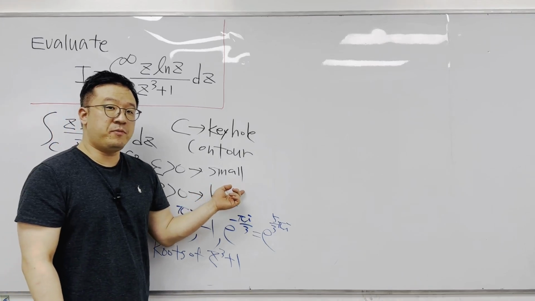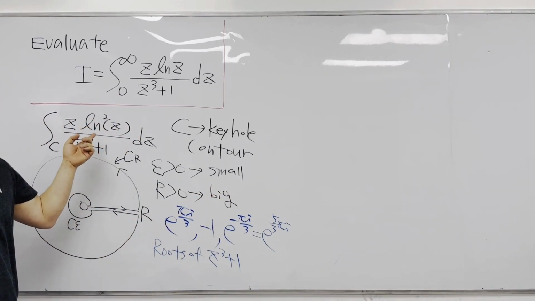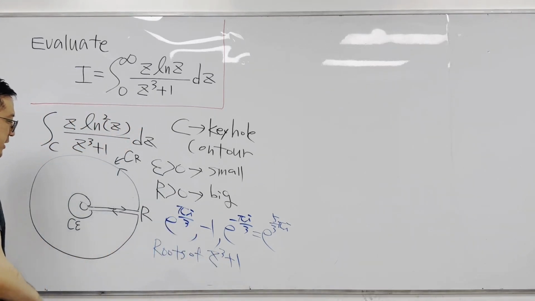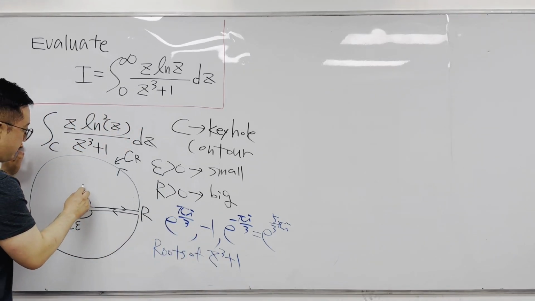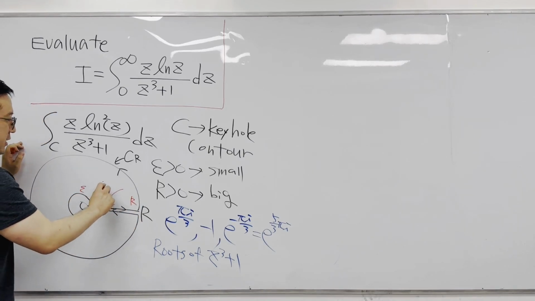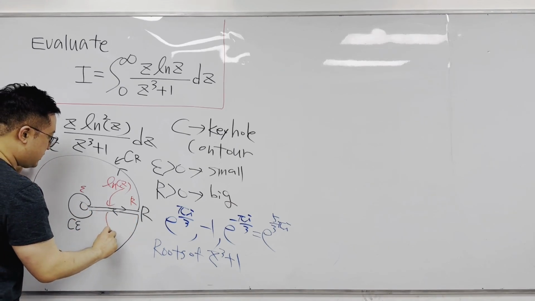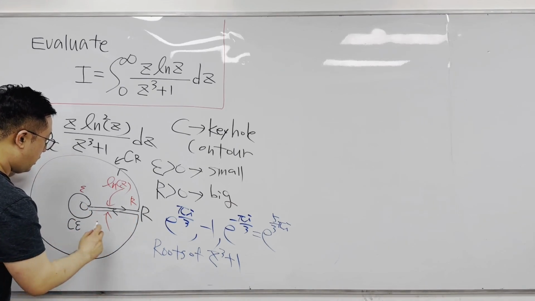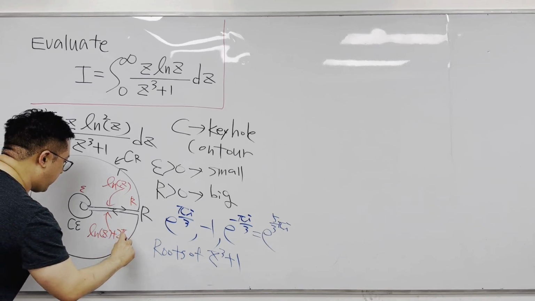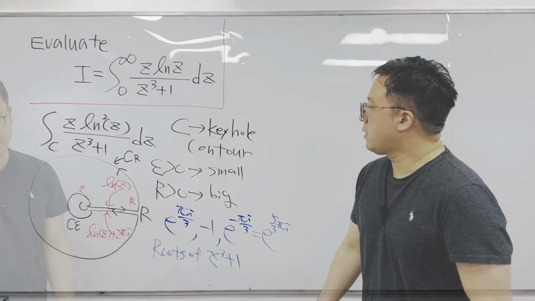But then again, before we move on, we need to talk about why we have ln squared of z instead of just the regular ln z. We can talk about it using the branch cut. On the branch cut, from epsilon to R, this part is represented as ln of z. But from R to epsilon, this part is going to be ln of z plus 2 pi i. That's why we need this ln squared of z.